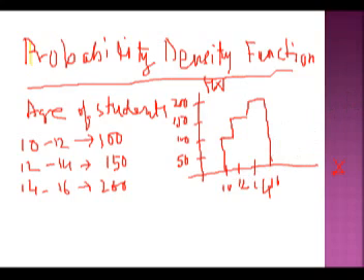This curve I am drawing with yellow, with green. This curve actually is the probability density function. This is the PDF, the probability density function of the given data. You can look at this. This is continuous, and this is of continuous type.